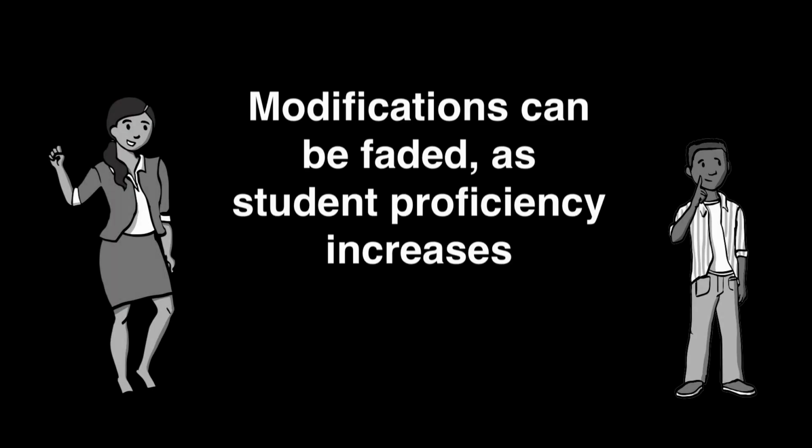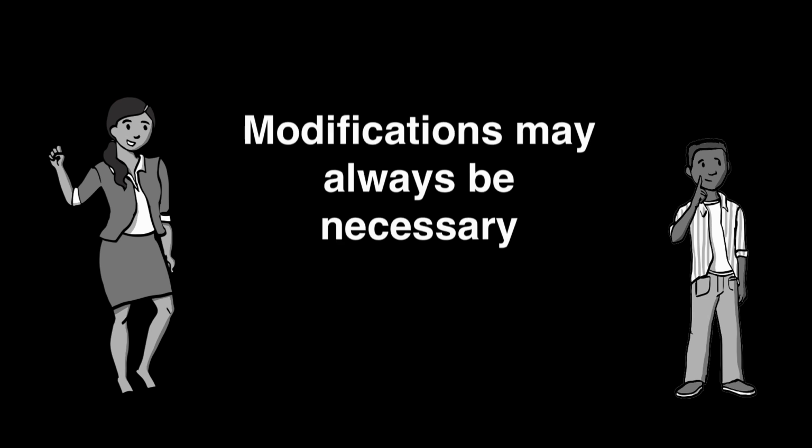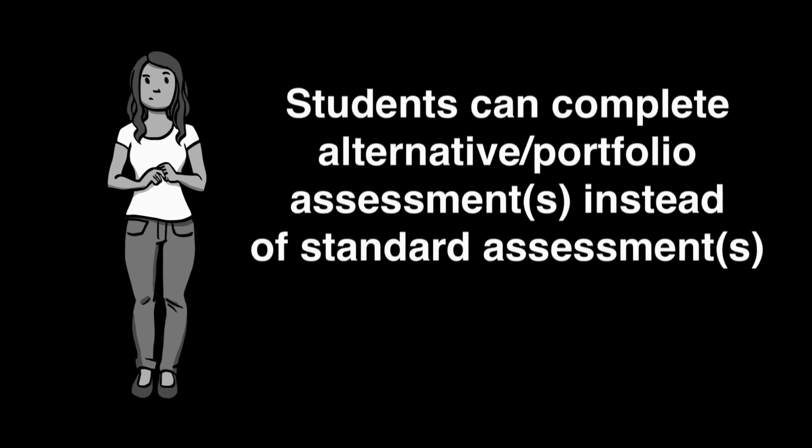Modifications can be faded out over time as student proficiency increases. For others, modifications may always be necessary. Here's an example of how a modification can work. A student with an intellectual disability in the 7th grade may complete an alternative statewide assessment, such as a portfolio of performance, rather than the standard grade level assessment to evaluate her annual growth.